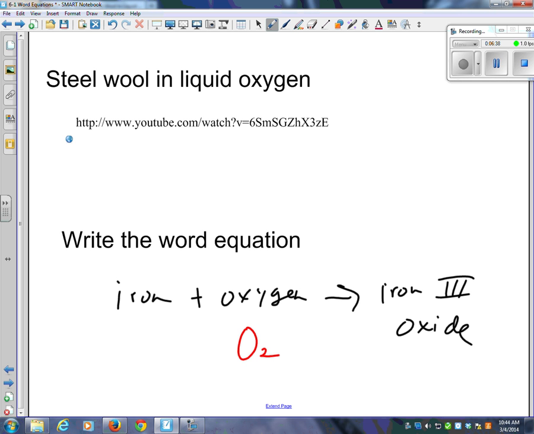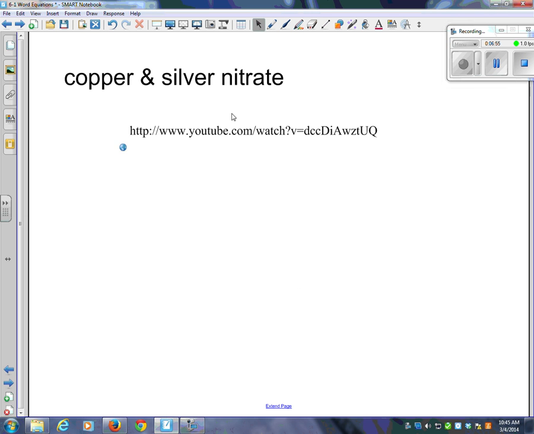Okay, what's the next one? The reaction that occurs when a coil of copper wire is placed in a beaker of colorless silver nitrate solution, shown in figure 2. And this one I can actually do. It's sort of one of those overnight things. So I'm going to get it set up. Okay, so copper and silver nitrate would be the word equation.